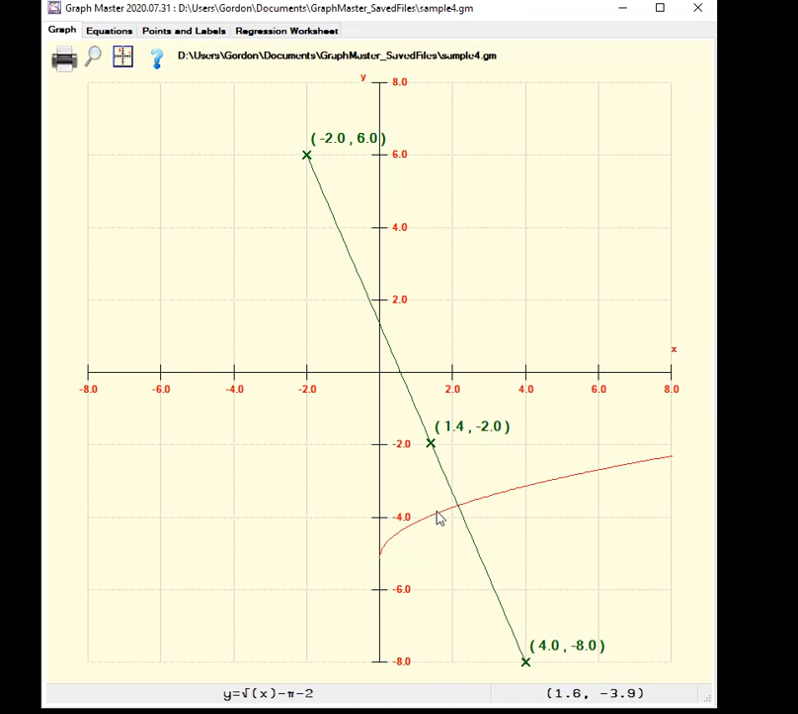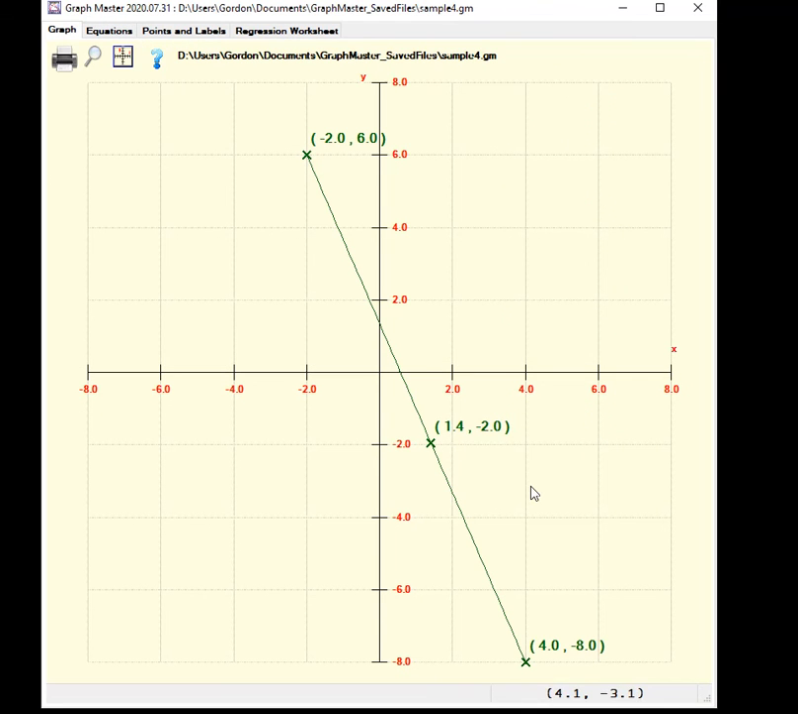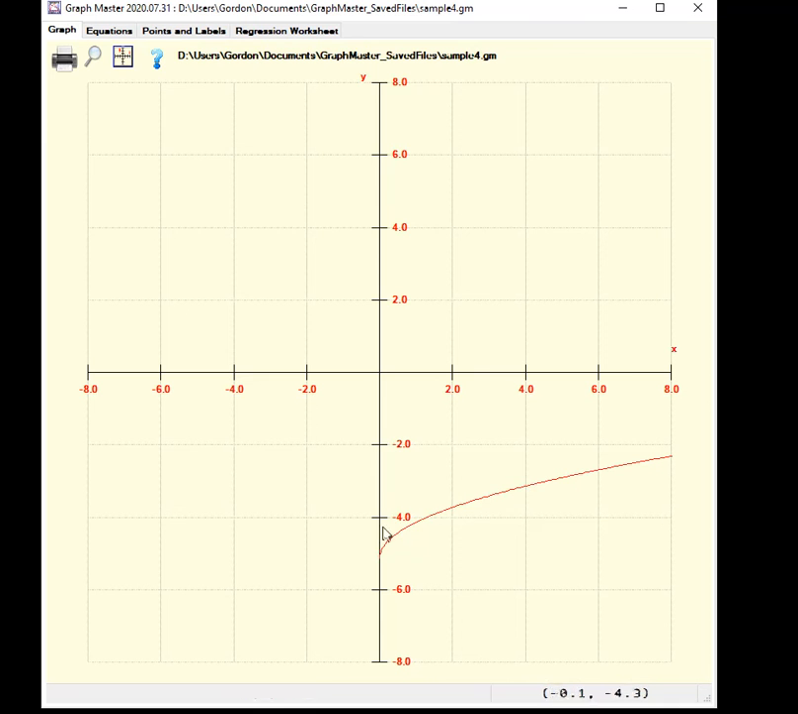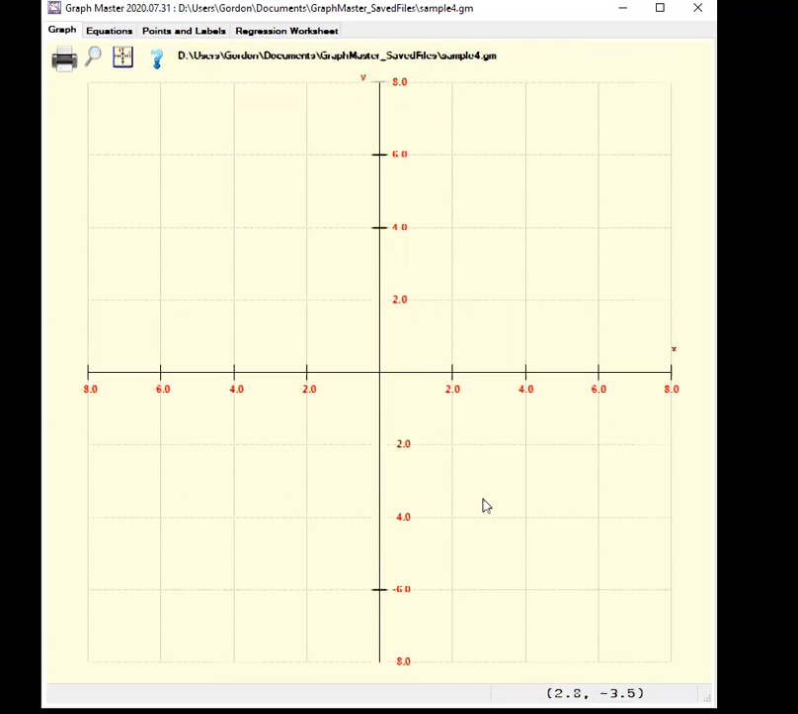So now we're just going to show you the hide tool. I'm going to click on equations. If we don't want one of those lines appearing on the graph, we can simply click hide and it'll hide the corresponding equation. As you can see, we've hidden one of them. We still have the green one appearing. We could show the green one and hide the red one as well if we wanted. It's really up to you. You could hide them both if you wanted as well.